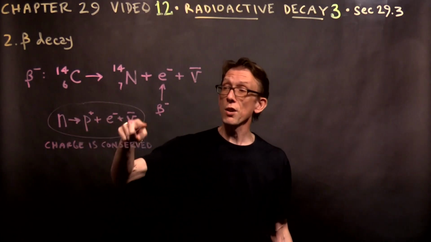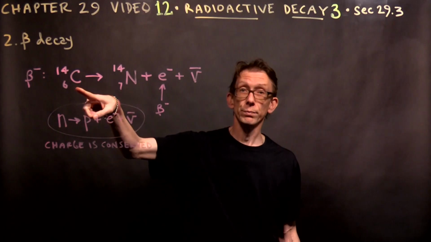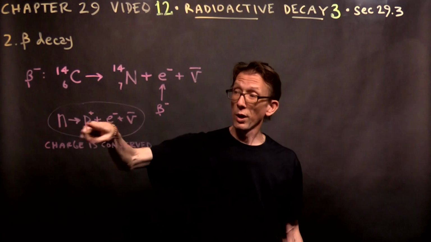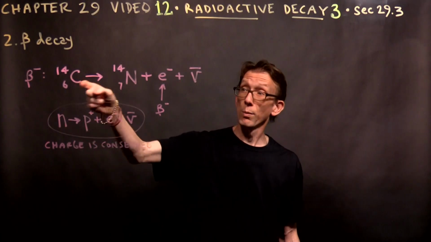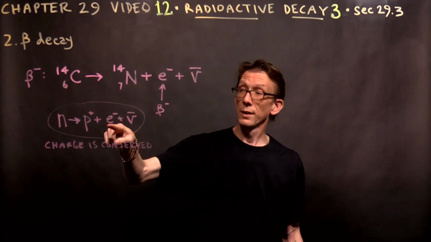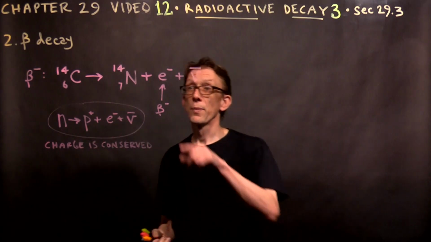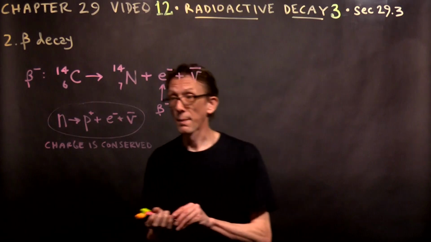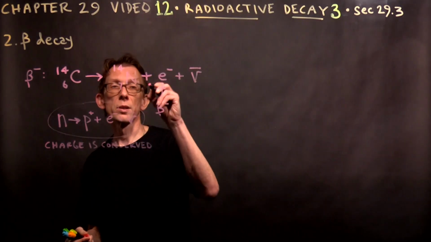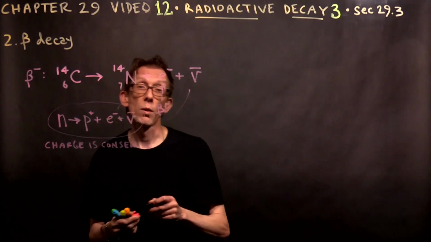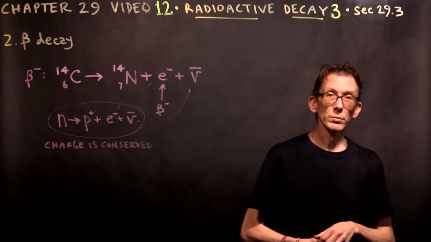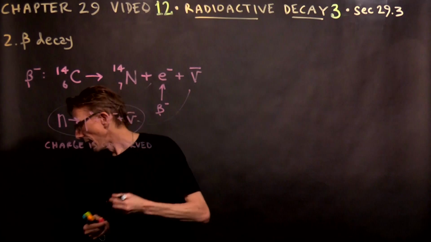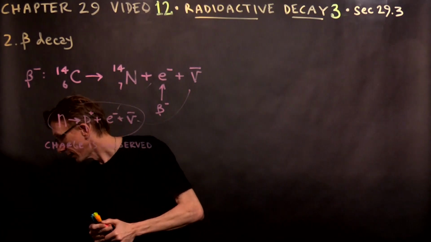So this reaction here is what's happening inside the carbon, okay? And so when the neutron turns into a proton inside, the carbon becomes nitrogen. And this electron and neutrino here are the same as this electron and neutrino there. Okay, these are the same. This electron and that electron are the same. That neutrino and that neutrino are also the same. Okay. So in general, negative beta decay looks like this.